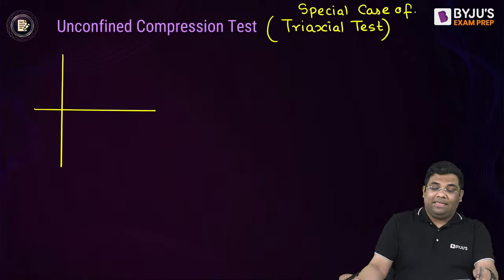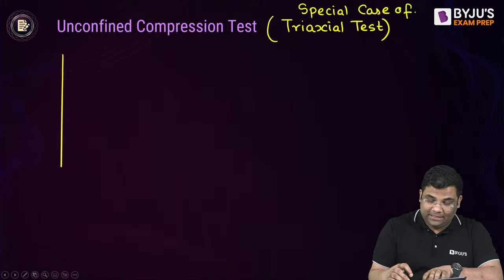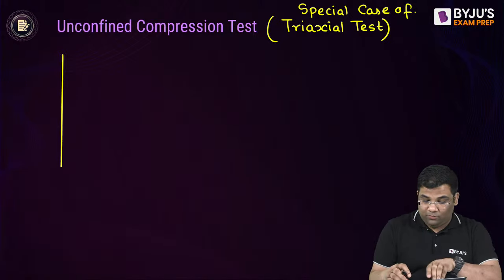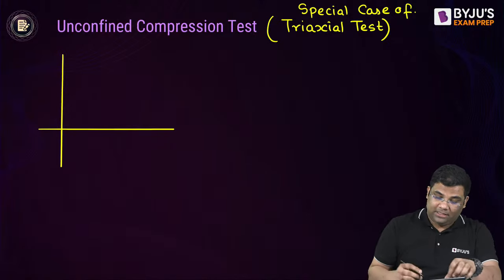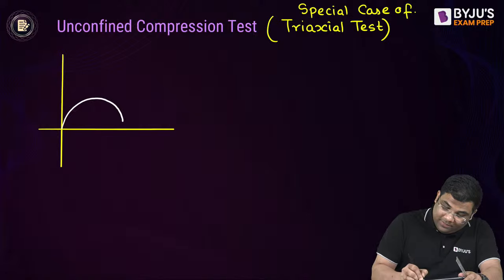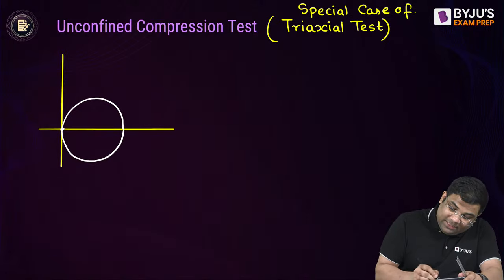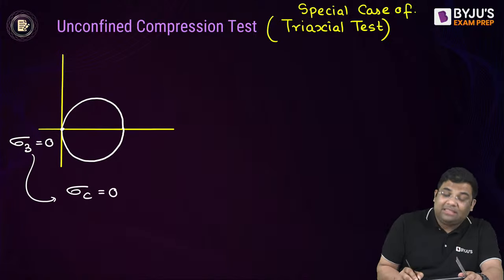Yes, sigma 3 is 0. So if I draw the Mohr circle here, I will get something like this. Here you see sigma 3 is 0. Sigma 3 is 0 means what? The confining pressure is 0, right? The cell pressure is 0.